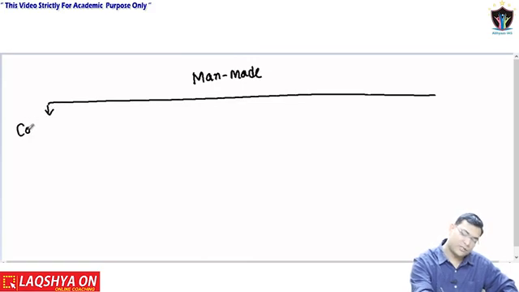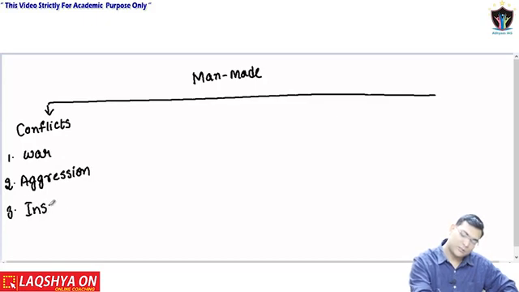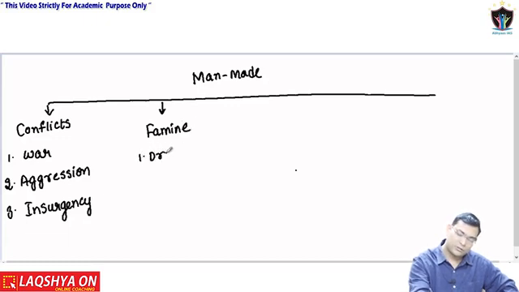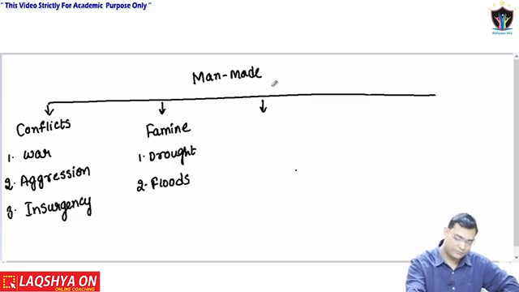First is conflicts, like first one, war, aggression. Third one is insurgency. Next is famine. First is drought. Second is floods. Next is displaced population.